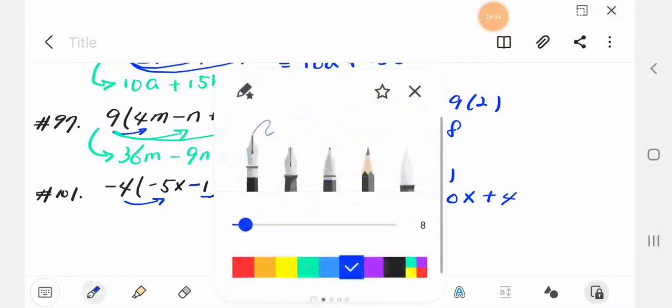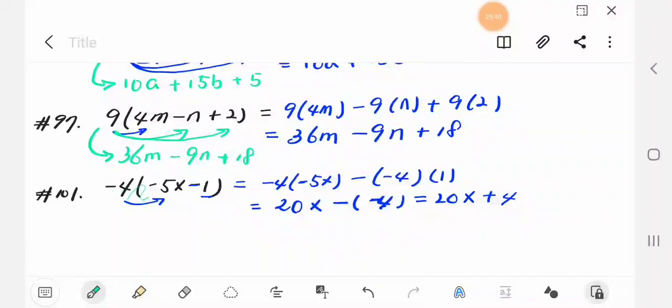Or you can use mental math. So negative 4 times negative 5x, that's positive 20x. And negative 4 times negative 1, so negative is positive, so positive 4.